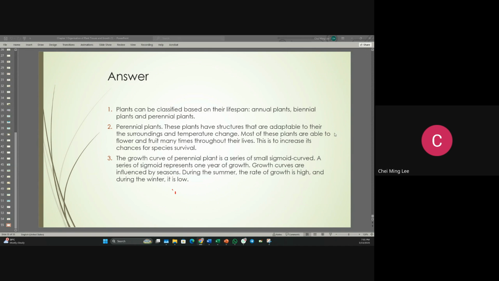Okay, now the growth curve is influenced by the season. So during summer, the rate of growth is high, while during winter, it is low.